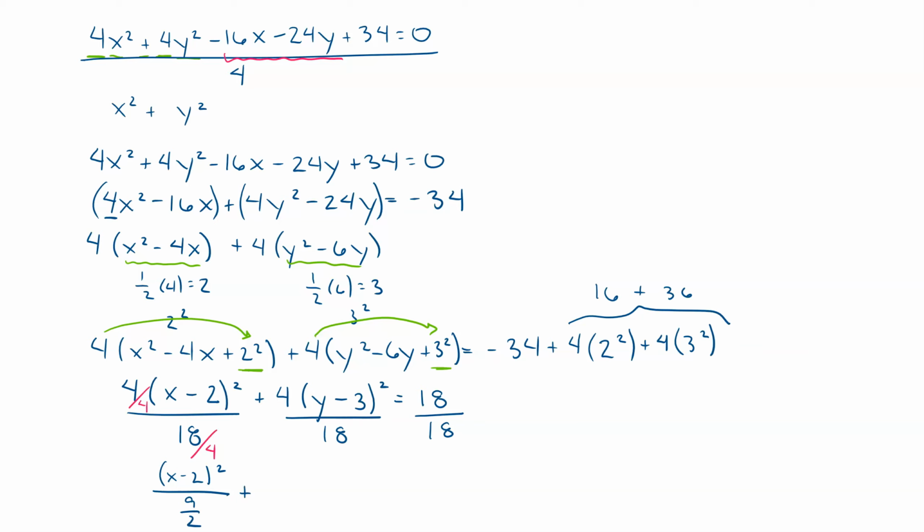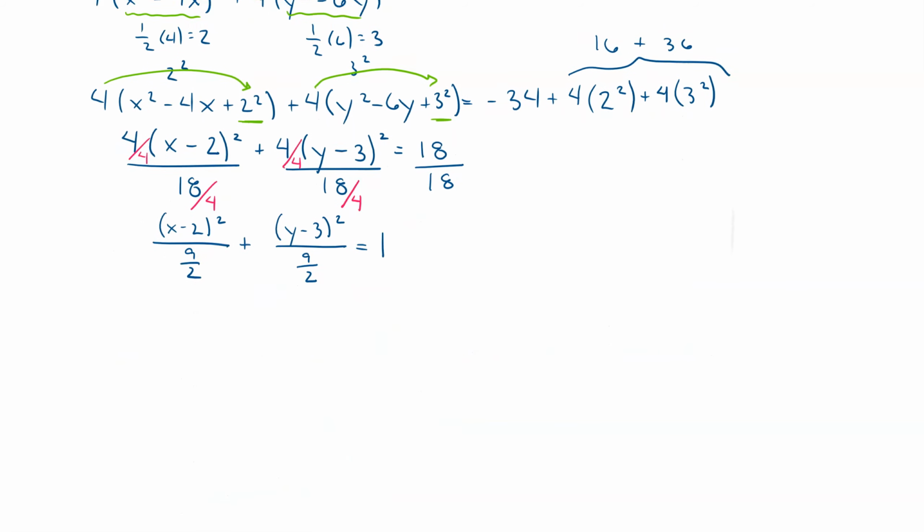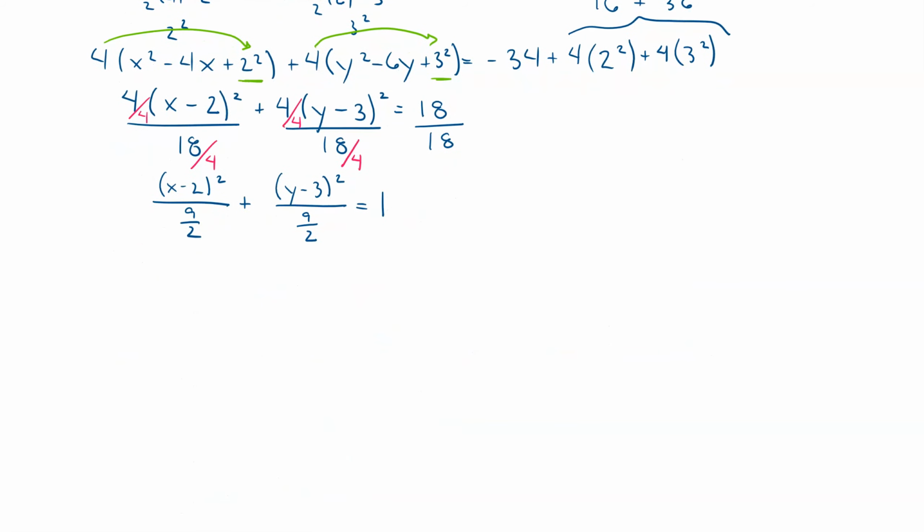Again, what I do to the top, I do to the bottom. So I'm going to divide the top by 4. I'm going to divide the bottom by 4. So on the top, I have y minus 3 squared over 18 over 4 reduces to 9 over 2, which equals 1. So now I'm going to drop my parentheses all the way down.